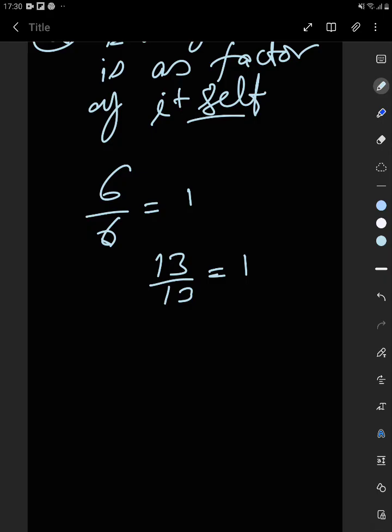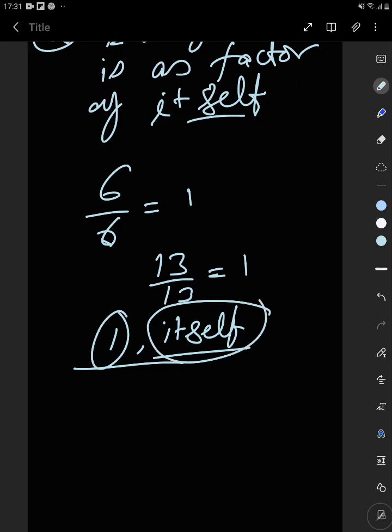So any number which cannot be divided by any other number can be divided by 1 and the number itself. If any number doesn't have any other factor, then the number itself and 1 will be the only factors that it will have. Now we'll have the third property.